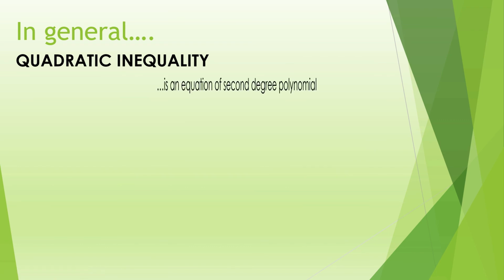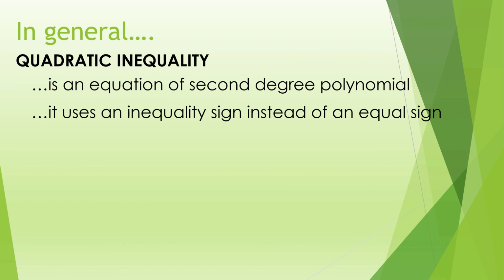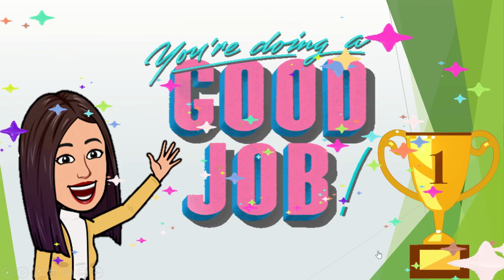In general, a quadratic inequality is an equation of second-degree polynomial. It uses an inequality sign instead of an equal sign. It can be expressed in any of the forms ax squared plus bx plus c is less than 0, ax squared plus bx plus c is greater than 0, ax squared plus bx plus c is less than or equal to 0, and ax squared plus bx plus c is greater than or equal to 0, where a, b, and c are real numbers and a is not equal to 0. You're doing a good job.